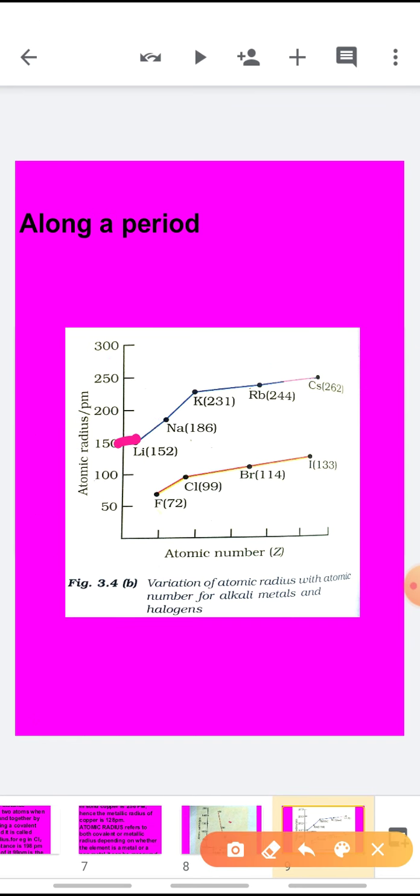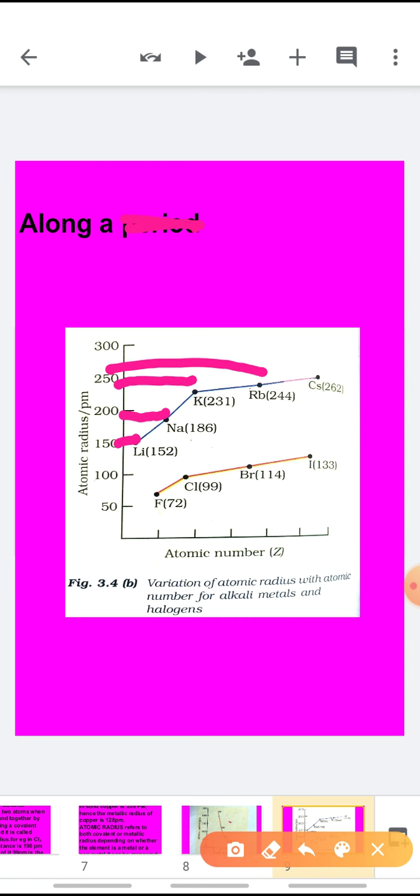For lithium it is around 150 picometer. For sodium it is more than that. For potassium it is more. For rubidium also it is quite higher compared to potassium, and for cesium also it is 262. That means the value of atomic radii from lithium to cesium along a group is increasing. From fluorine, chlorine, bromine, iodine also it is increasing.